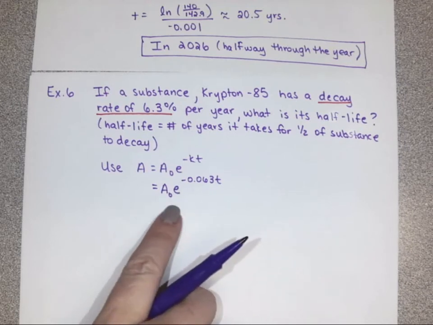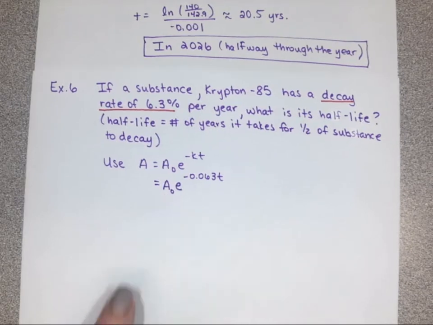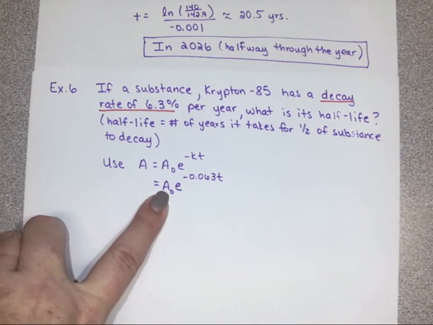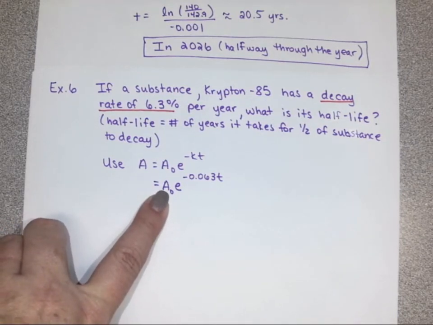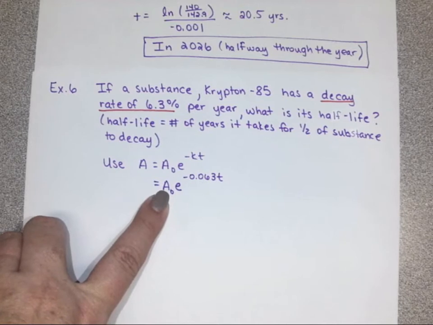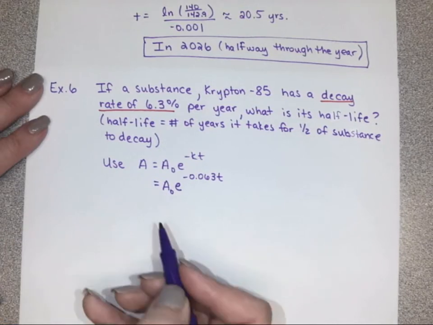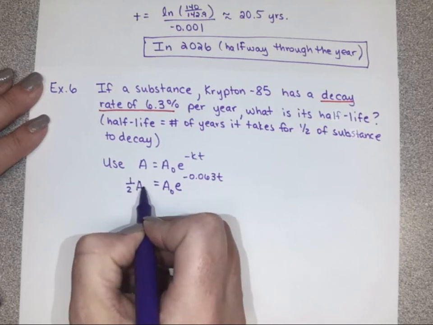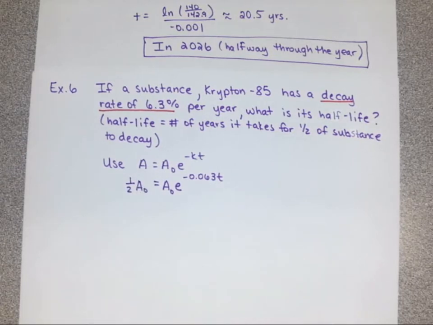So notice that we can't really have more than one variable, so we're going to have to think about this for a minute. If we start off with whatever we start off with, it doesn't really matter what we start off with. What are we supposed to end up with if we're talking about half-life? Half of what we started with, right? So whatever the starting amount is, we're going to end up with half of what we started with.